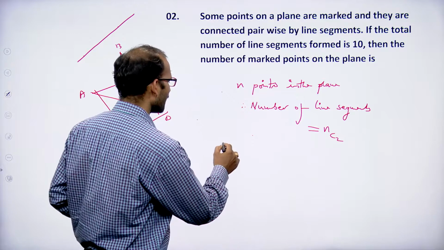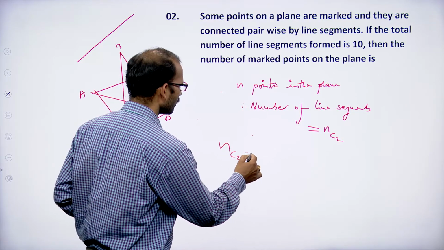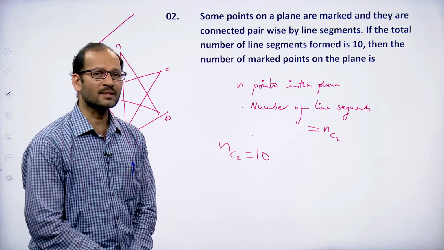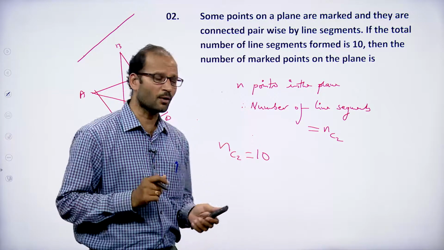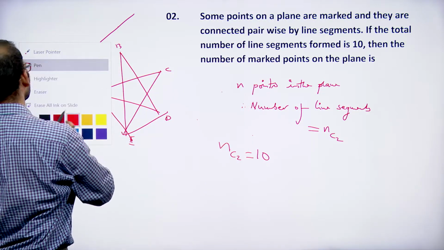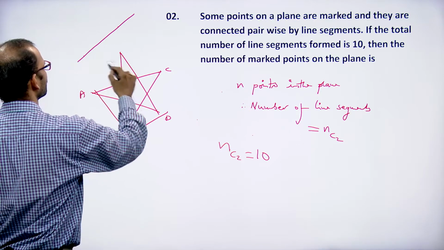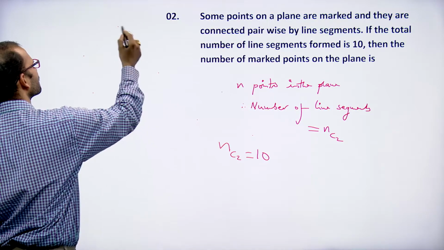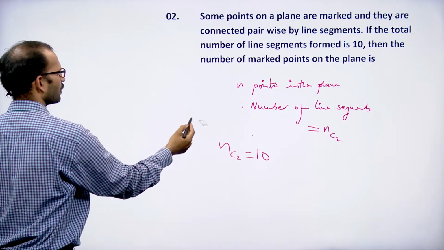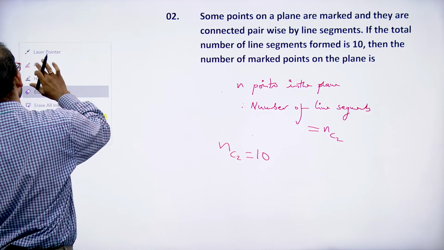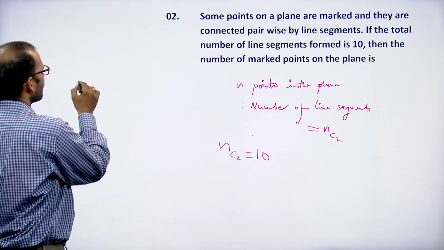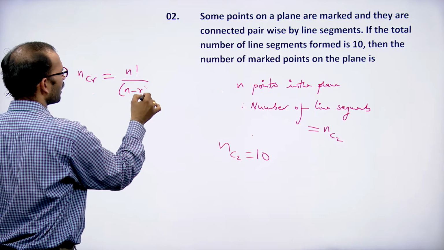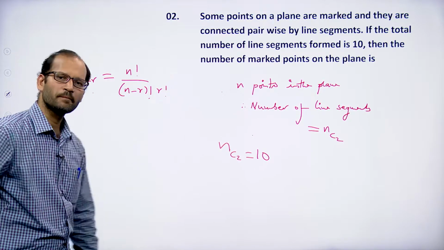So NC2 is given as 10. We already discussed the NCR formula, we know. What is the NCR formula? Can anybody tell me? Yes, we already discussed. NCR equals n factorial by (n minus r) factorial into r factorial. This is the NCR formula.